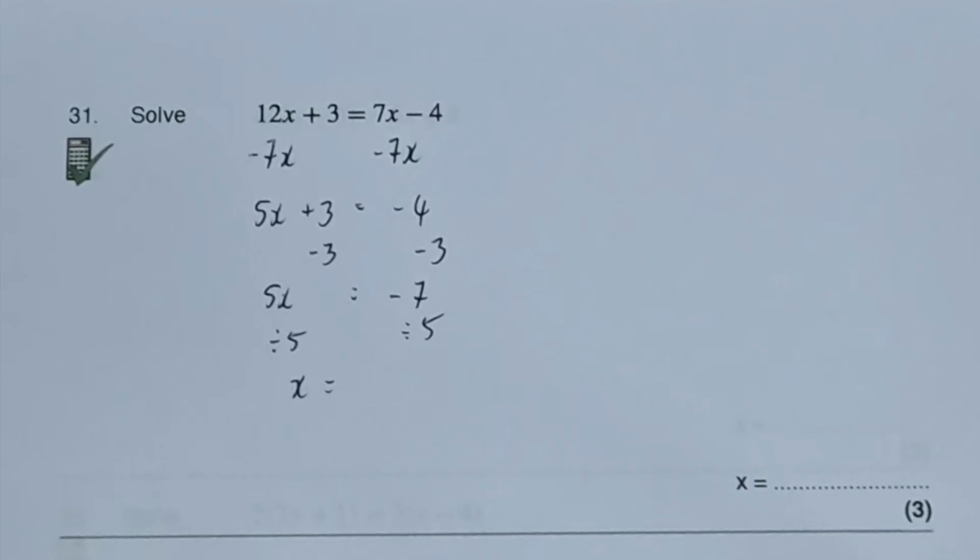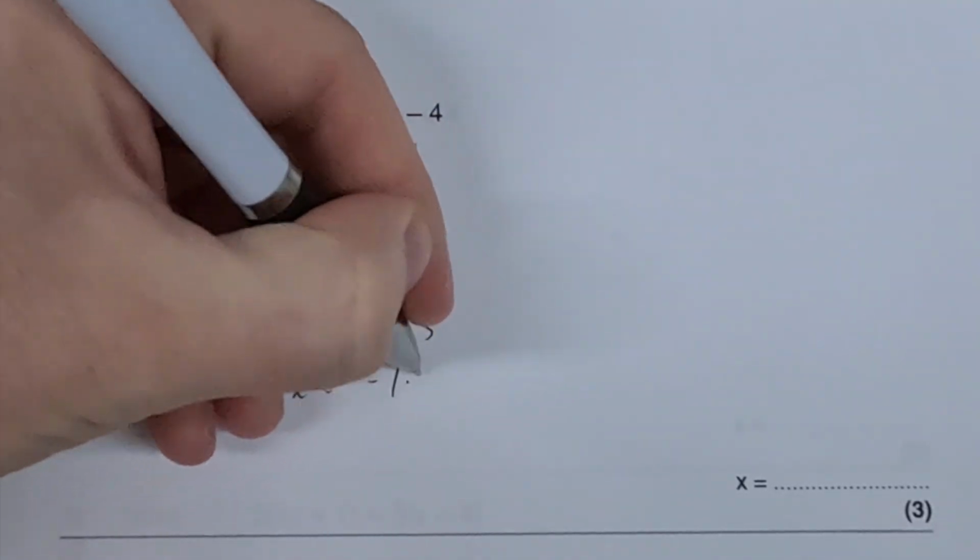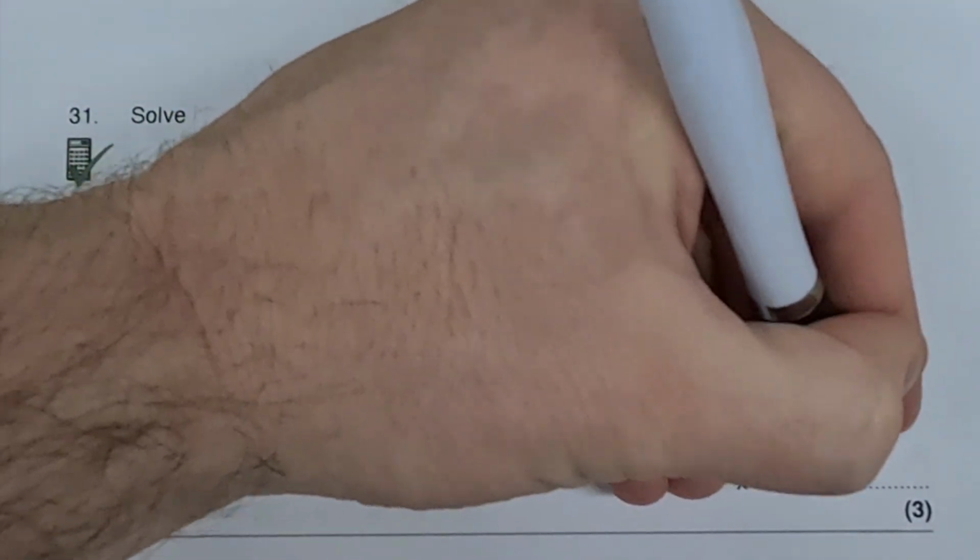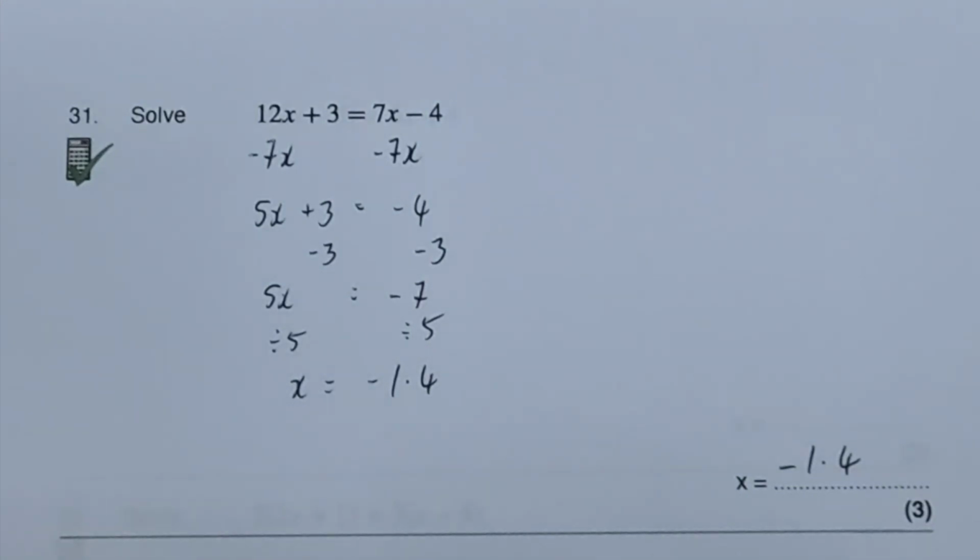And that's a calculator question, so that's quite nice. We can just type in minus 7 divided by 5, and that's equal to minus 1.4. So minus 1.4. Or you could write minus 7 over 5, but I'm just going to write minus 1.4.